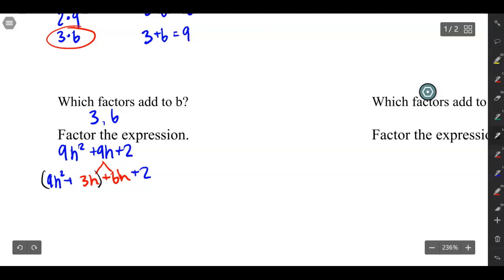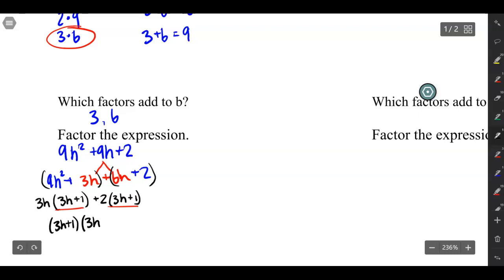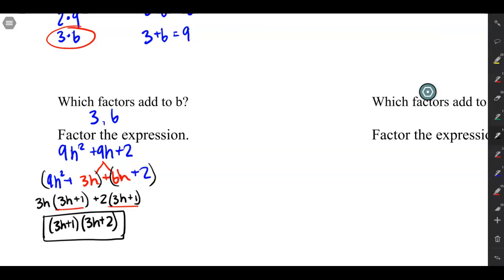So I'm going to chunk the first 2 together and then the second 2 together. The GCF of my first group is 3h, so I'll factor a 3h out, and I'm left with 3h plus 1. The GCF of my second group is 2, and I'm left with 3h plus 1. Now remember, when we're factoring by grouping, we really want these 2 parentheses to match. Because if both those parentheses are the same, then I can factor a 3h plus 1 out, and I'm left with 3h plus 2. So this is my final factored form of 9h squared plus 9h plus 2.